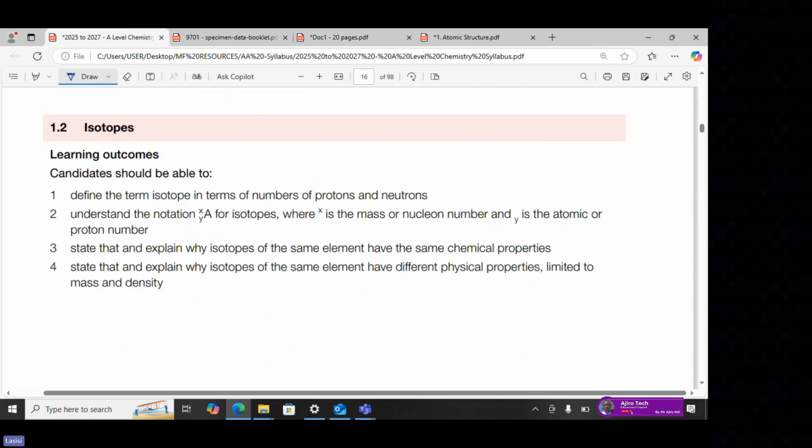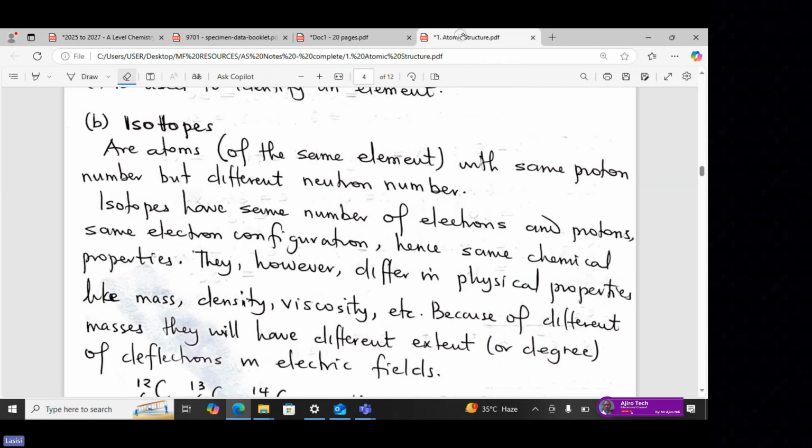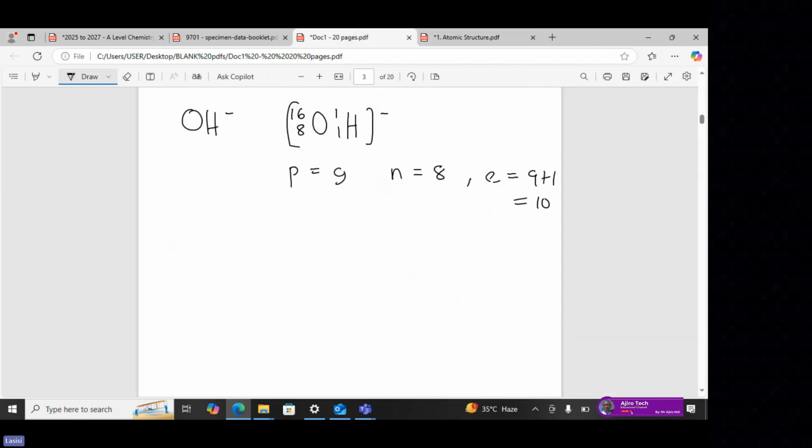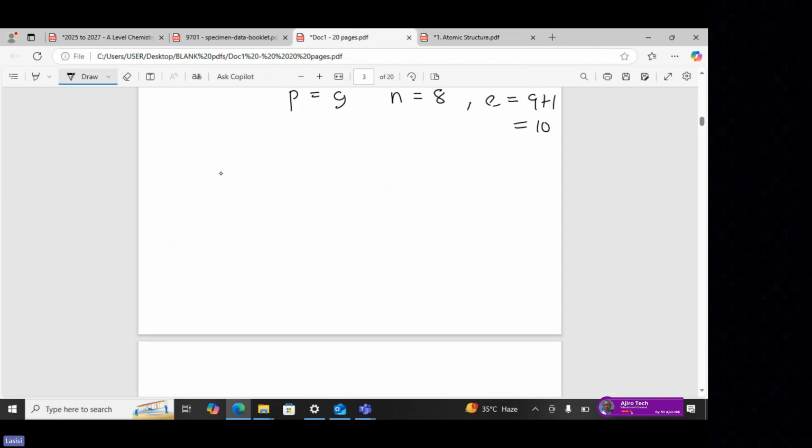Can you read the next one? Understand the notation for isotopes, where X is the mass or nucleon number and Y is the atomic or proton number. They are saying there's a way to do this. Look at this. They give you a way to write it: carbon-14, carbon-13, carbon-12.